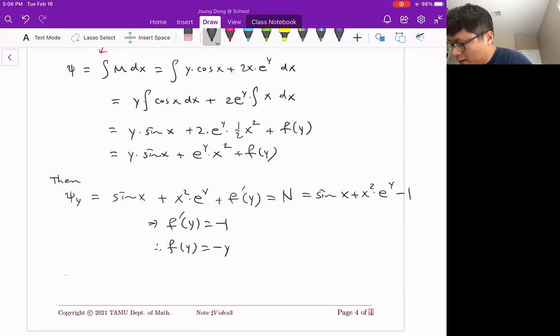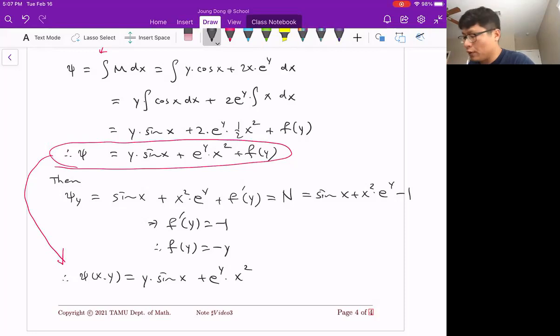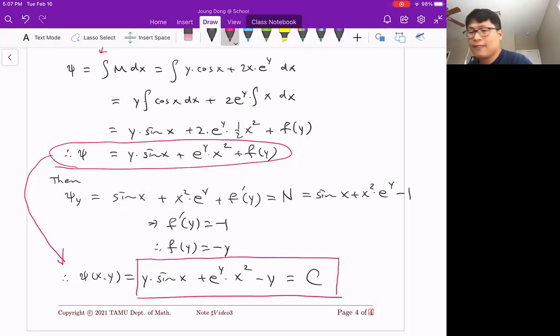So here we go. So finally, your psi of x, y is equal to, I'm talking about this guy here, right? And then y sine x plus e to the y times x squared, or you can just write a different order, it doesn't matter, okay? And minus y and plus c, and we're going to move it to the right-hand side, which is equal to the constant c. So this is the solution for this exact differential equation, okay? I hope this video can help you to understand exact equations, okay?